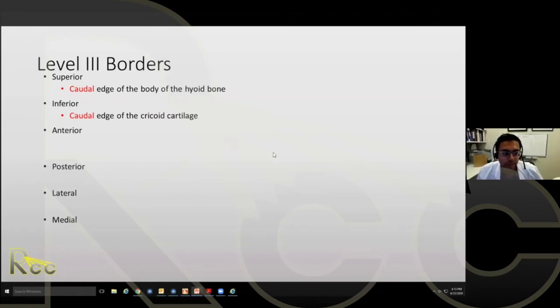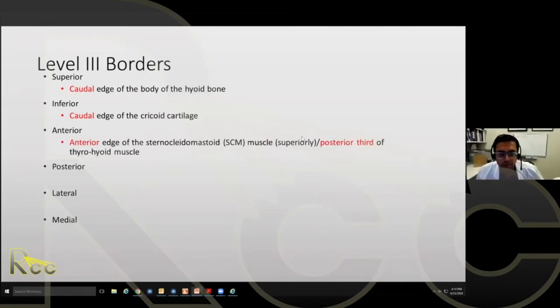Anyone want to comment on what's the anterior extent of level 3? It's the anterior edge of the sternocleidomastoid muscle. Yep, you got it. That's right. I'll also show this, but another landmark you can use is the posterior third of the thyrohyoid muscle as well, when you get lower down in the neck.